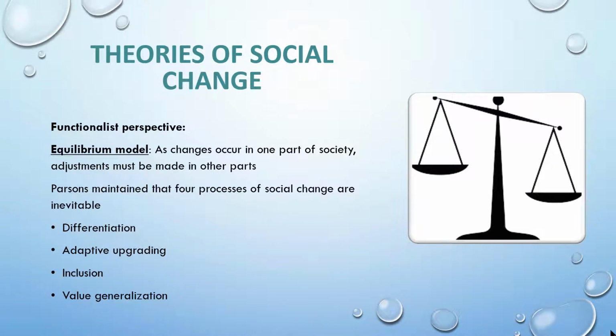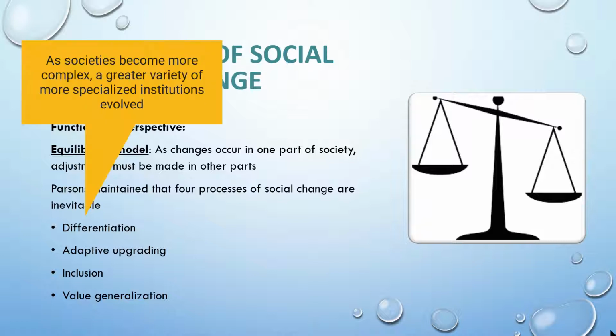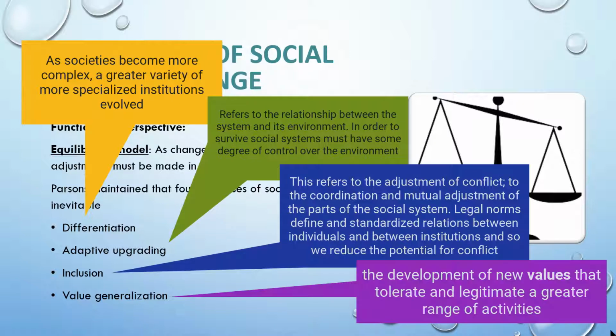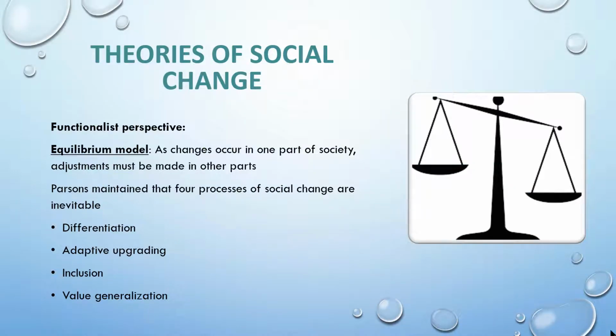From a functionalist perspective, Talcott Parsons viewed society as being in a natural state of equilibrium. The equilibrium model therefore suggests that as changes occur in one part of society, adjustments must be made in other parts. If adjustments are not made, society's equilibrium will be threatened. Parsons maintained that the following four processes of social change are inevitable: differentiation, adaptive upgrading, inclusion, and value generalization. The dominant theme in this model is balance and stability. Society may change, but it remains stable through a new form of integration.